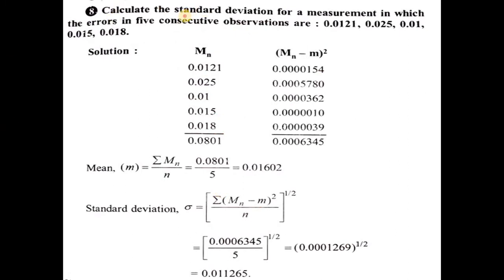Then calculate the standard deviation for a measurement in which the errors in 5 consecutive observations are, that is, first value 0.0121, 0.025, 0.01, 0.015 and 0.018. So here the observations are like this.